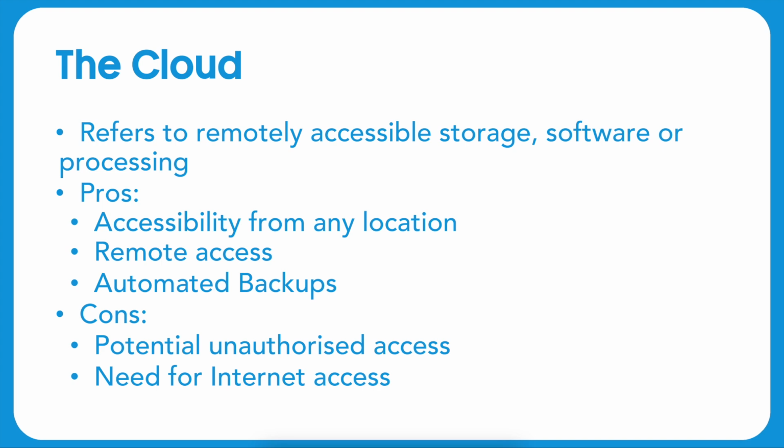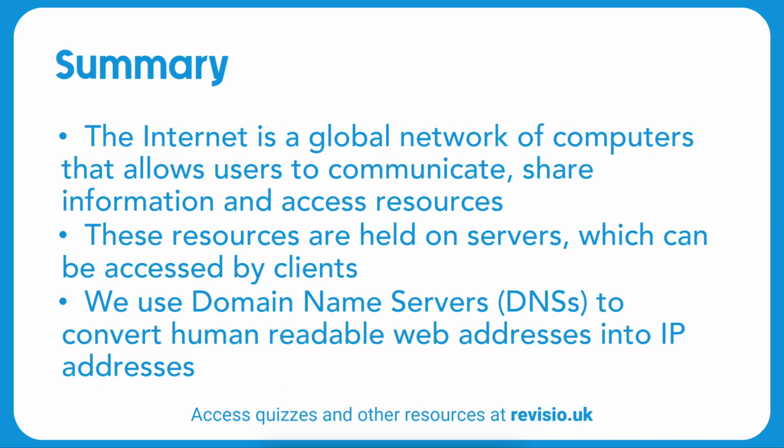So, in summary then, the Internet is a global network of computers that allows users to communicate, share information, and access resources. These resources are held on servers, which can be accessed by clients. We use domain name servers, also known as DNSs, to convert human-readable web addresses into IP addresses so that the computer can contact the servers.